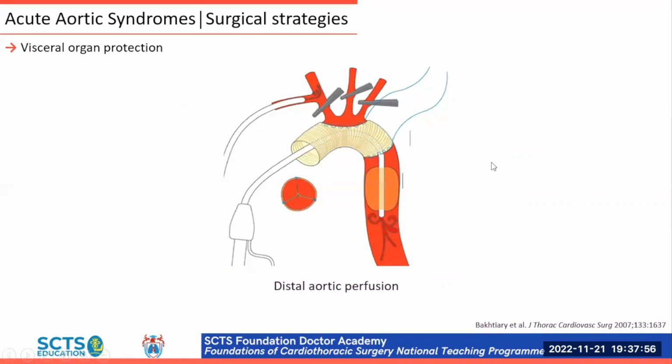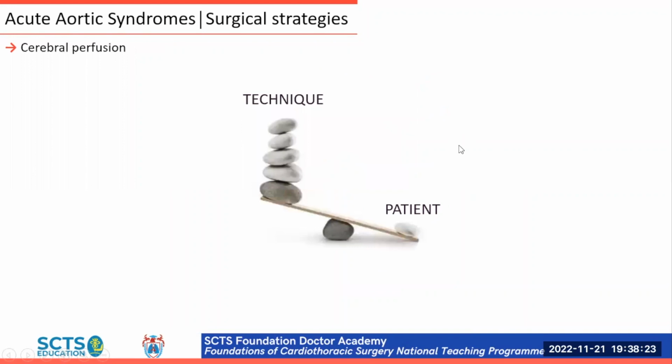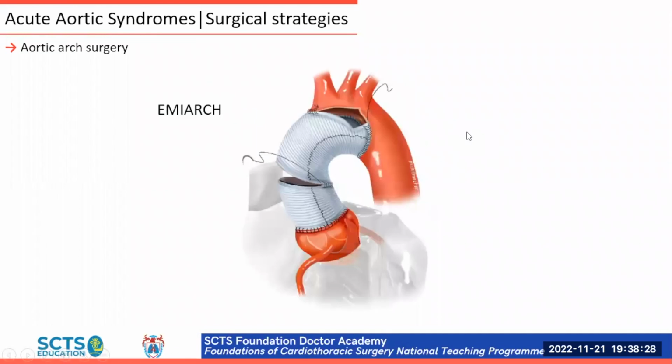Again, we have discussed cerebral perfusion, but there is also a technique that allows you to protect the distal body. You put a balloon cannula or a Foley catheter into the descending aorta, you inflate the balloon, so you occlude the vessel, and you can perfuse from this line, maintaining a decent blood perfusion of the bowel, the liver, the kidney, and the leg. Again, it's not the technique, but it's the patient that should drive you to the best surgical strategy.